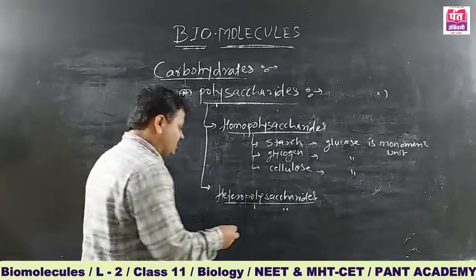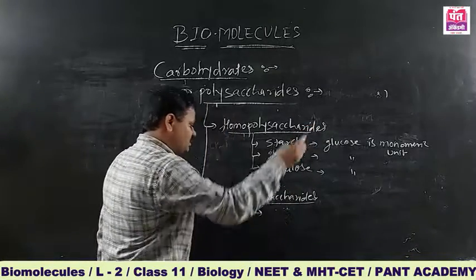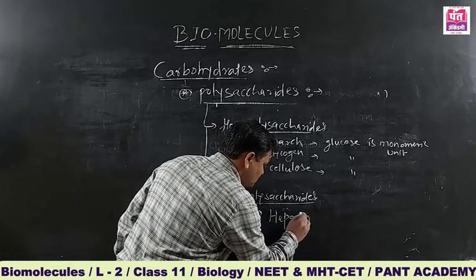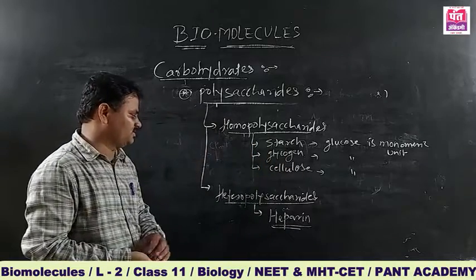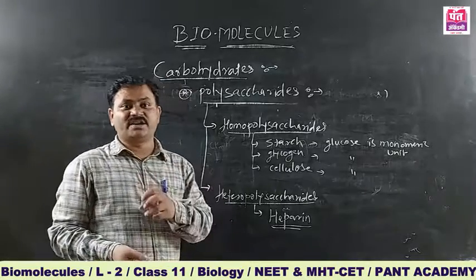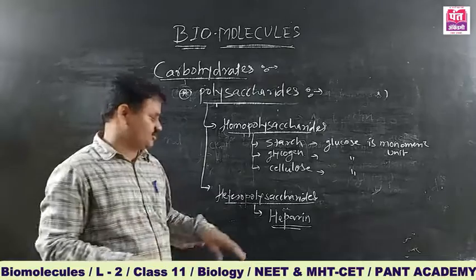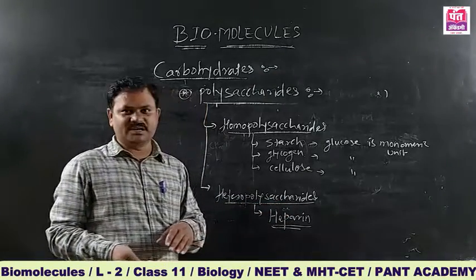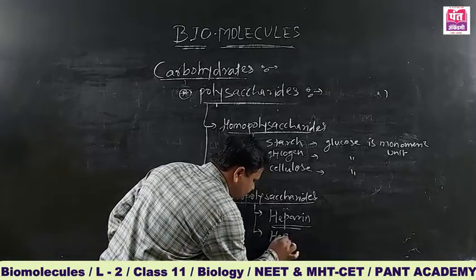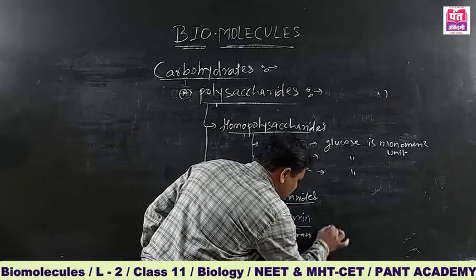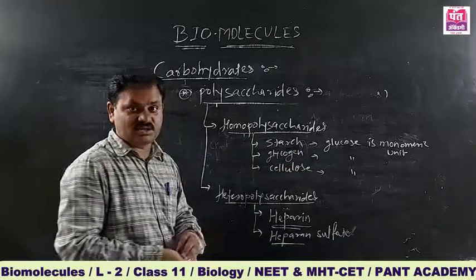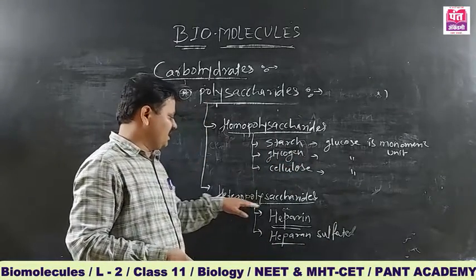When we think of heteropolysaccharides, there are many different examples. Heparin is a common example of a heteropolysaccharide. Or blood groups, the carbohydrates present on the RBCs or blood cells, are also heteropolysaccharides. Heparan sulfate can be there. That is a sulfated monosaccharide unit present in the heteropolysaccharide.